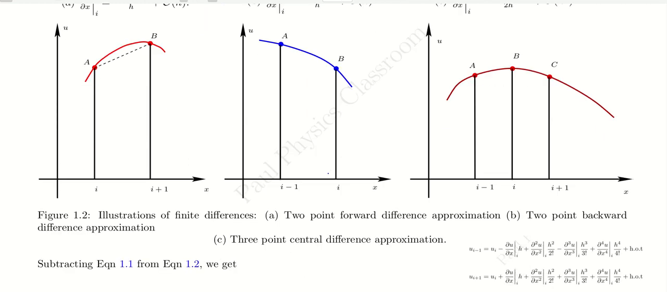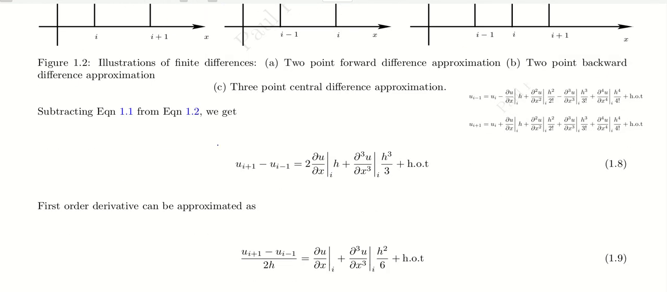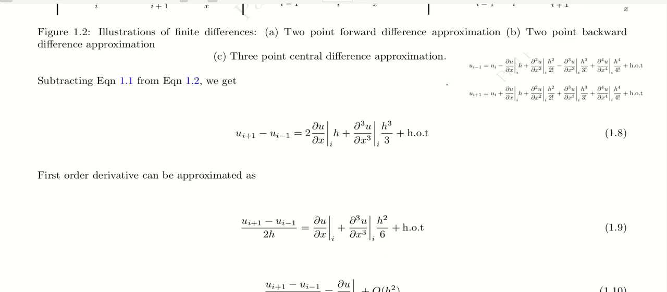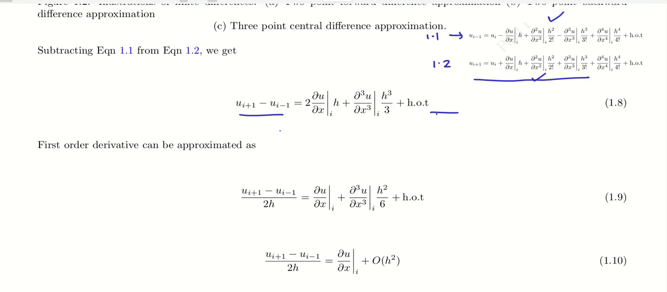And we will come back to this diagram later on. Now, if we subtract u_{i-1}, this is my equation 1.1 and this is my equation 1.2. If we subtract, from u_{i+1} to u_{i-1} this way, there will be a minus sign here, and you will get ∂u/∂x at i multiplied by h, and h³ ∂³u. This term will cancel out, the square term and cubic term will be there, and all the higher order terms.